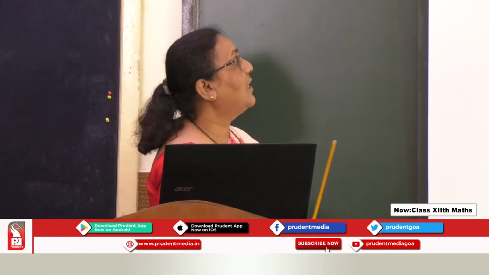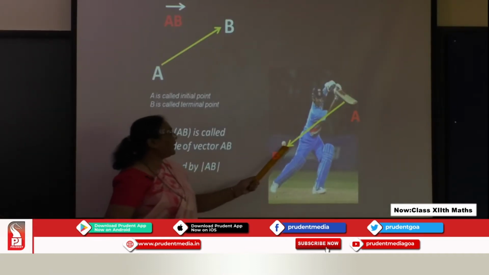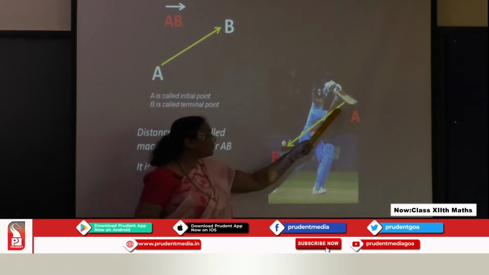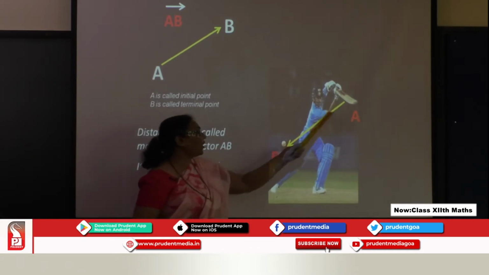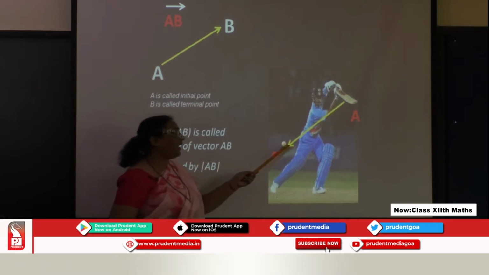Now see in this, the ball is hitting here and it is coming here. So this point is called the initial point. The ball is moving in this direction. It has direction and it has magnitude. The magnitude of this is AB, and it is moving in this direction. It is vector AB.